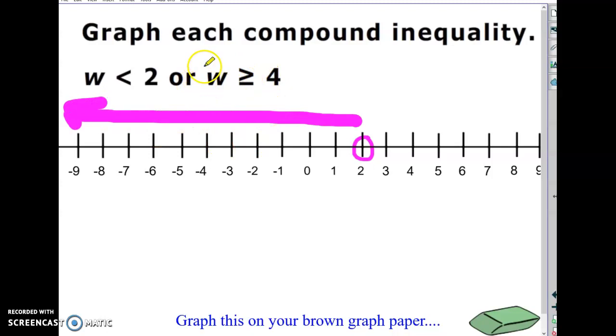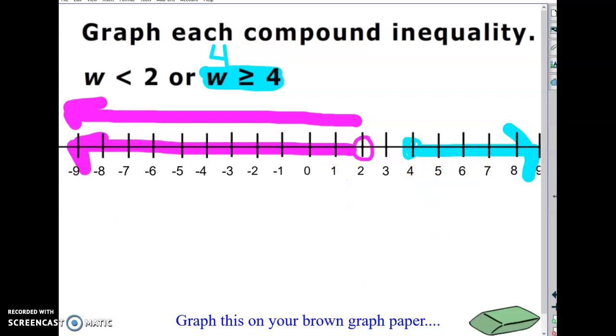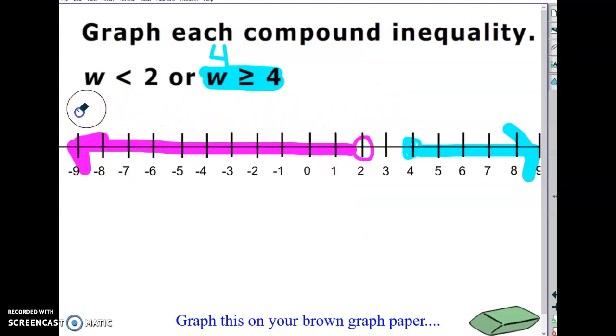It also says "or", and I'm going to do this in a different color, a number is bigger than or equal to 4. So I'm going to plug 4 into that problem. 4 is bigger than or equal to 4, so I'm going to have a closed dot at 4. I'm going to think of all numbers bigger than 4. 5 is bigger than 4, and 6 is bigger than 4. So this compound inequality is going to look like this right here. We're going to have 2 dots, one of them at 2 shading all numbers less than 2, and then a closed dot at 4 shading all numbers bigger than 4.